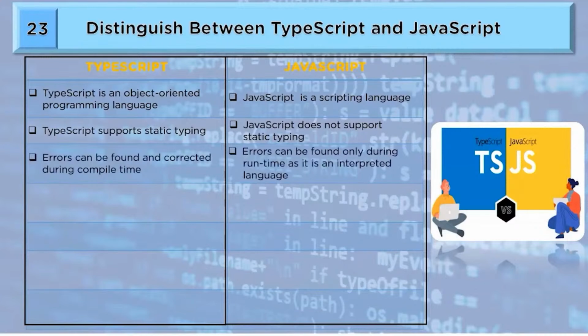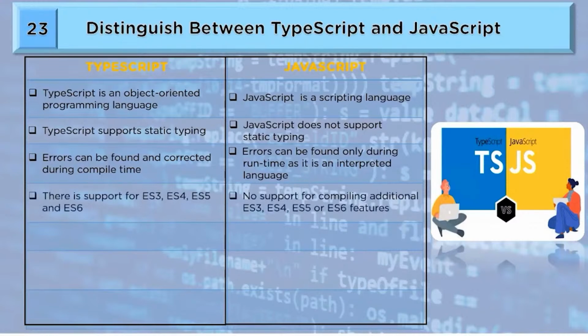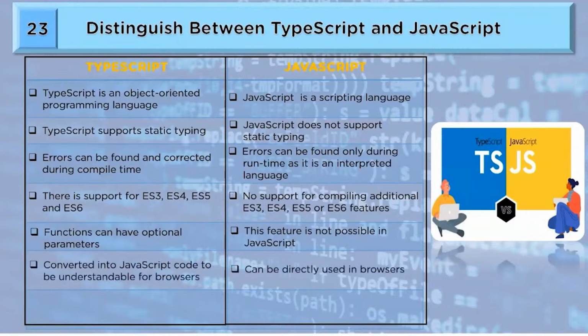In TypeScript, errors can be found and corrected during compile time. In JavaScript, errors can be found only during runtime, as it is an interpreted language. There is support for ES3, ES4, 5, and 6 in TypeScript, whereas in JavaScript, there is no support for compiling. In TypeScript, functions can have optional parameters, whereas in JavaScript, this is not possible. TypeScript is converted into JavaScript code to be understandable for browsers.